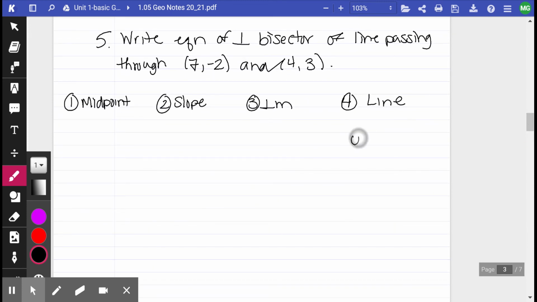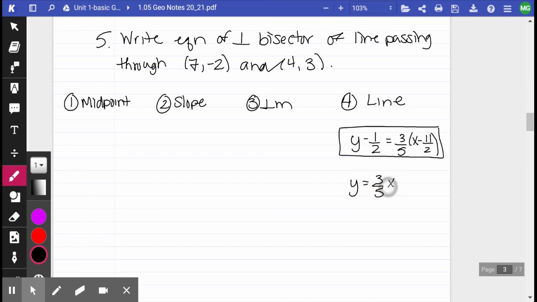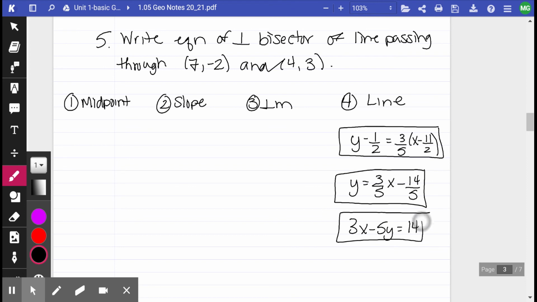Okay, so point slope, you'd have y minus 1/2 equals 3/5 times the quantity x minus 11 over 2. So this would be point slope form. You would have y equals 3/5 x minus 14 over 5 for your slope-intercept form. And then you'd have 3x minus 5y equals 14 for your standard form. Or if you had 6x minus 10y equals 28, that's fine too. You multiply the whole equation by 2.